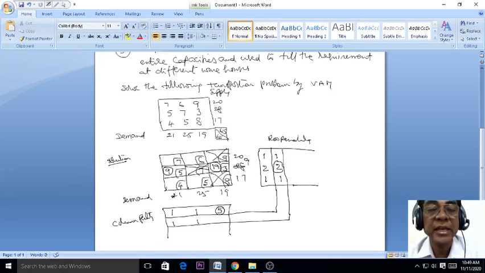Next, subtract. Same procedure. That's all. It means there are no elements in this column and no element in this row. Please cancel, otherwise you will get some confusion. Okay. Next, third set of reading.